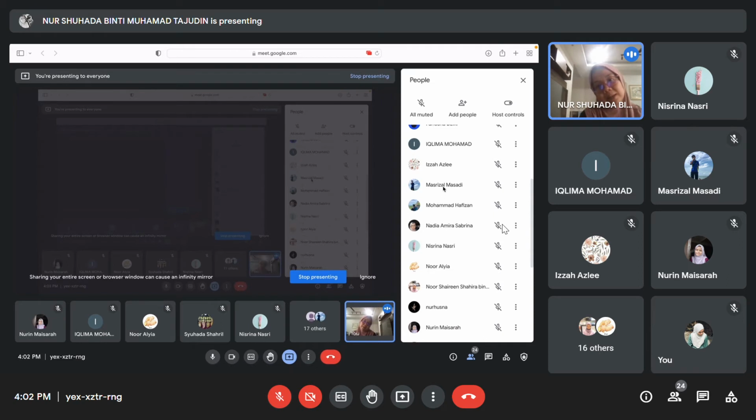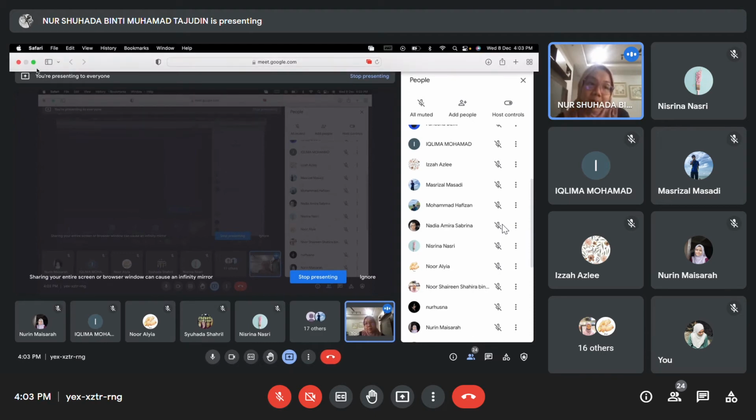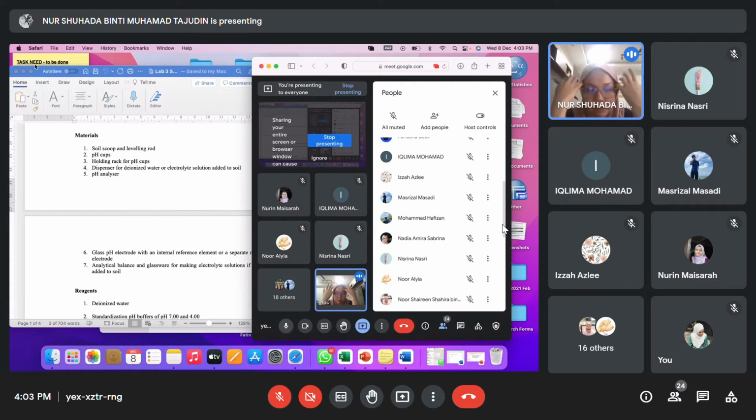Why do you use two? Remember, relate it back to what we learned just now. When you use a solution containing calcium, this calcium will replace the H plus at the exchangeable area. Understand? But if you use water, you only determine the H plus in the soil solution. Okay, let me explain the lab manual first.